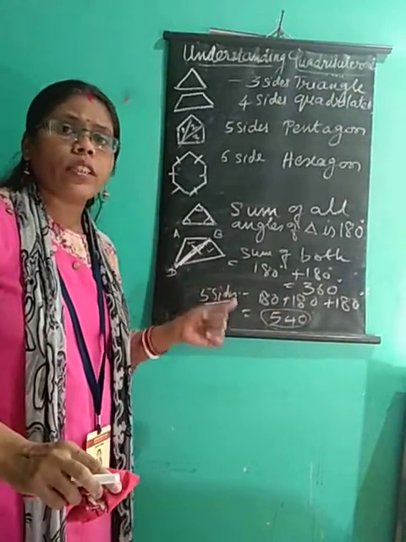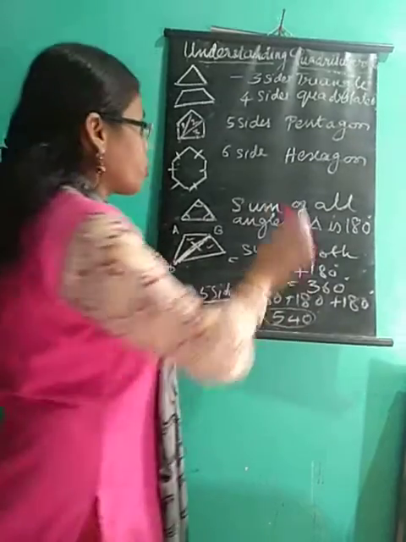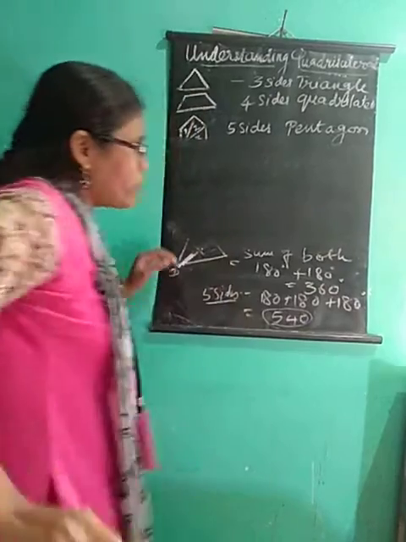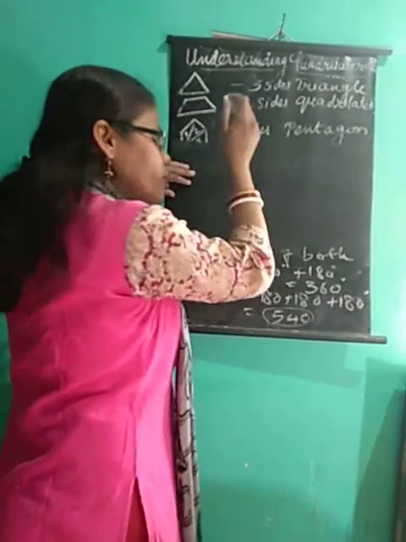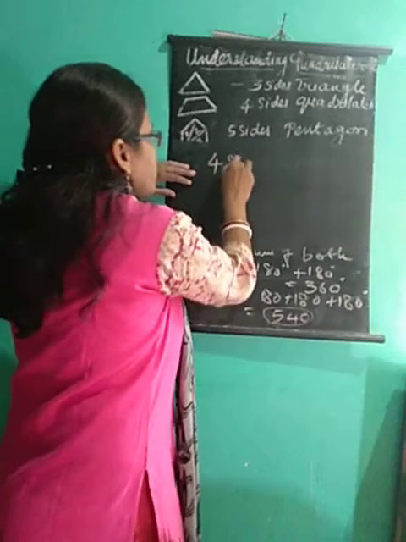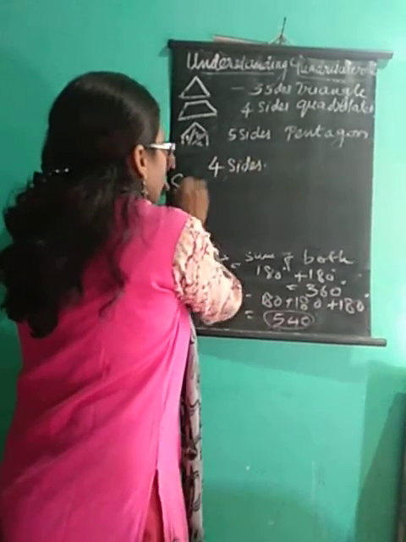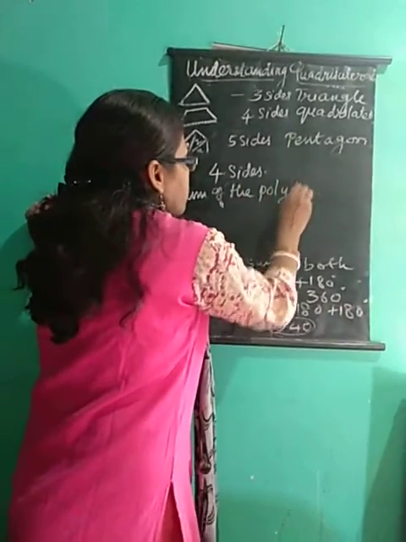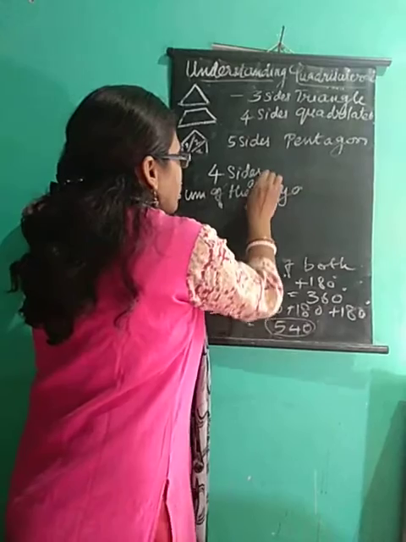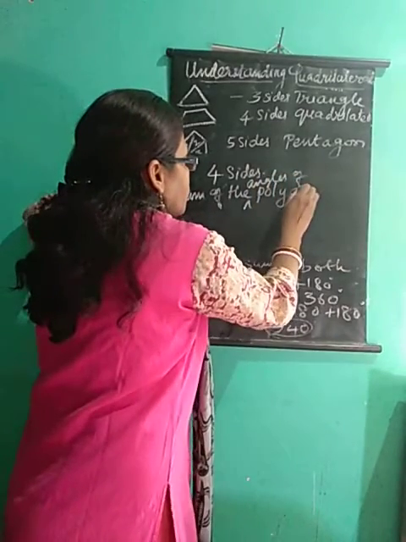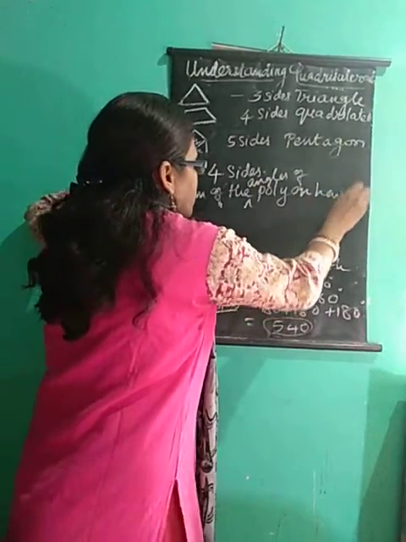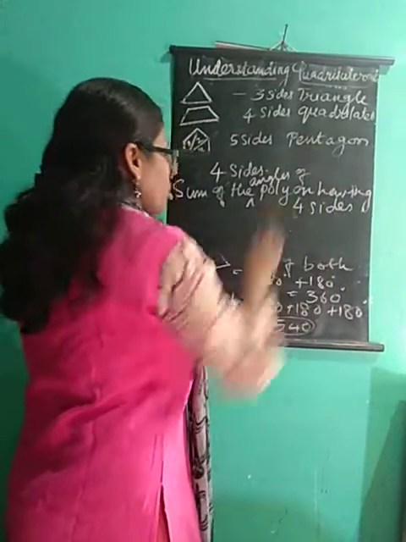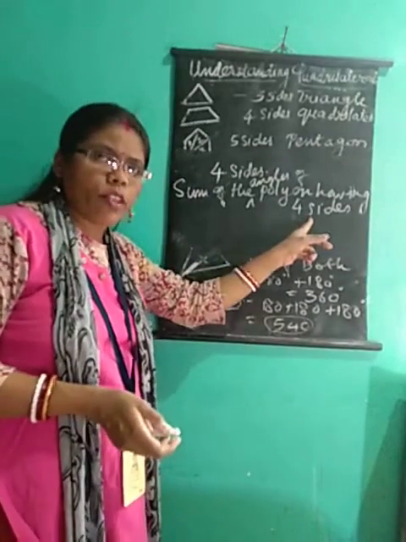Okay. Now, when you have many sides, how are you going to calculate? So for that there is a formula. This I'll tell you. Let us check it. When you have 4 sides, the sum of the angles of a polygon having 4 sides. What will it be? Let us check it with the formula. Because you know the answer for this 4 sided figure, that is 360 degrees.